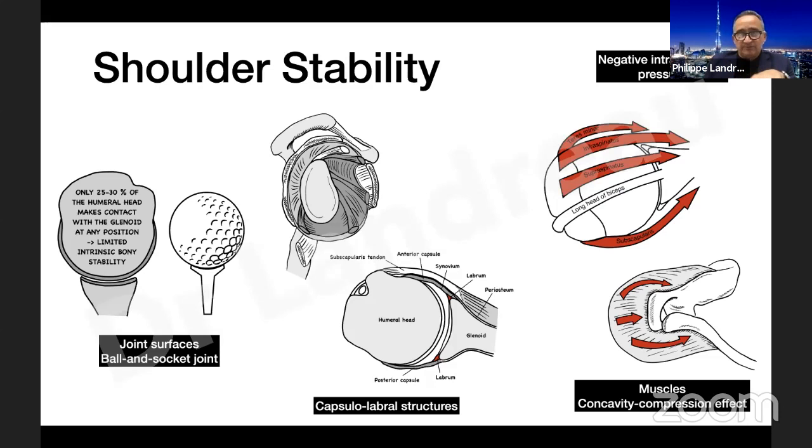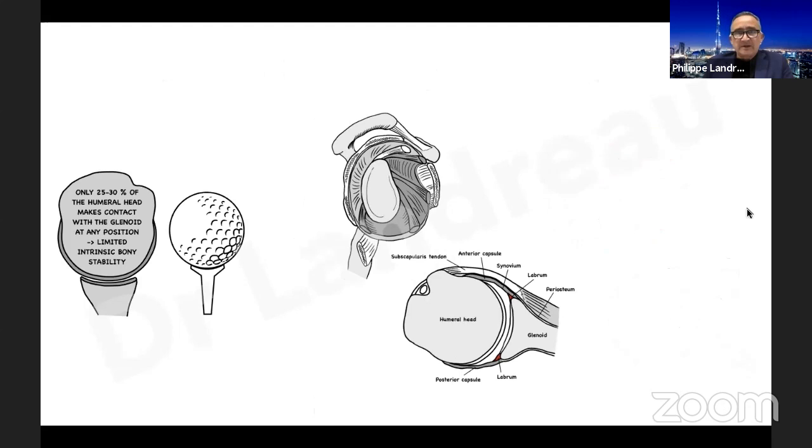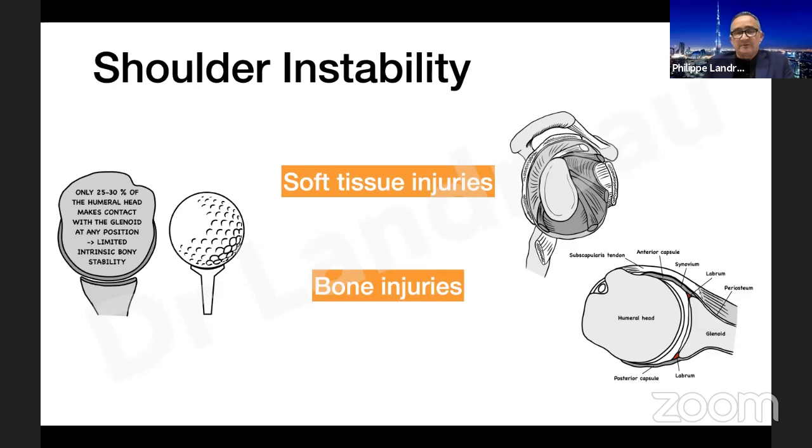Beside that, you have to take into consideration the anatomy. If you look at the different factors of shoulder stability, we talk about the joint surface with this ball and socket joint model, the capsulolabral structures, which are important, of course, and without forgetting the muscle concavity compression effect and even the negative intra-articular pressure. But in general, when we want to evaluate shoulder instability from an anatomical perspective, it can be either soft tissue injuries or bone injuries.